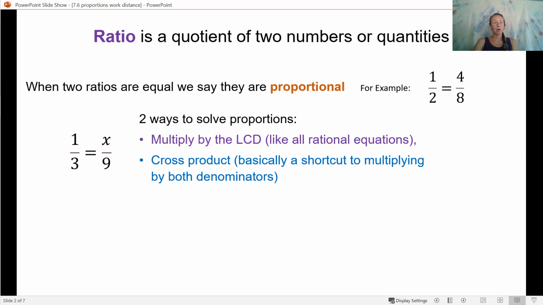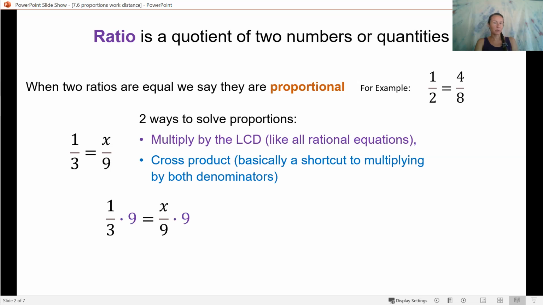And basically the cross product is a shortcut of multiplying both sides of the equation by both denominators. The cross product works really well when you have smaller denominators, when you don't want to take the LCD. It doesn't work as well when you have a pretty big LCD because then your numbers just get a lot bigger, but it always works.